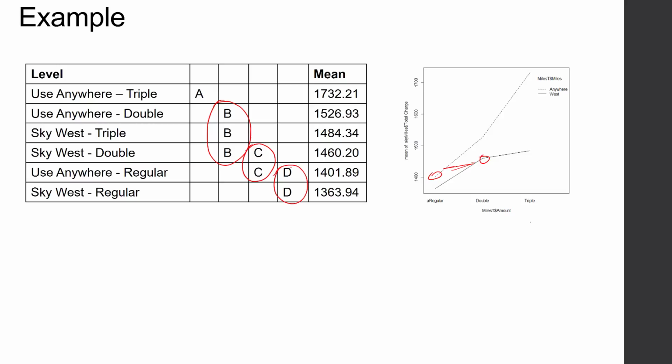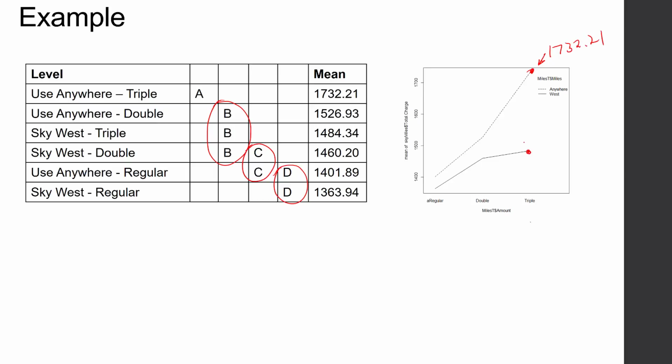Now there is a way to get the actual means for your mean plot out of R. It's in your R help file. But we've listed them here. The use anywhere triple average of that combination is 1732.21. So use anywhere and triple is right here. And that point is 1732.21.